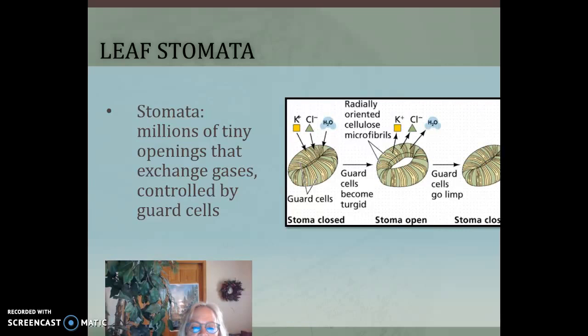So when a tree or a plant wilts, it is because too much water has come out and the cells go limp. So that's kind of a nice explanation.